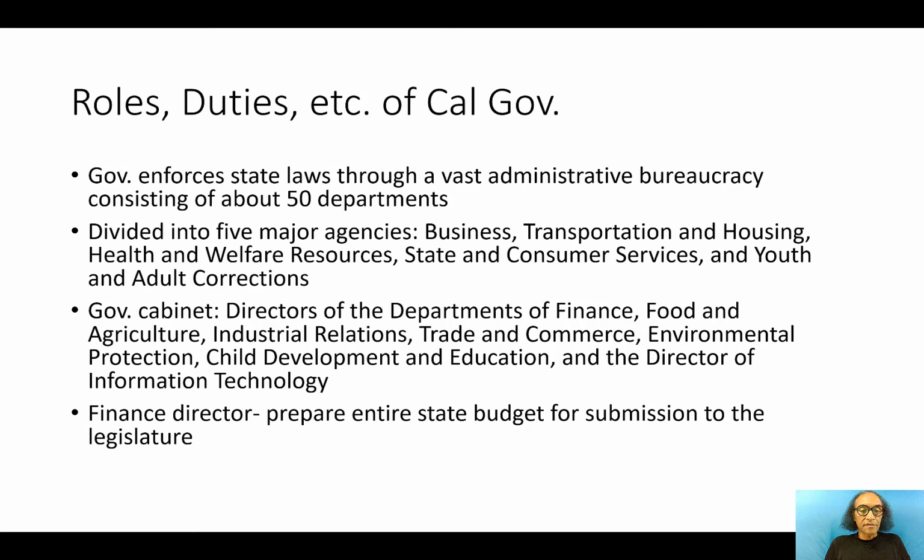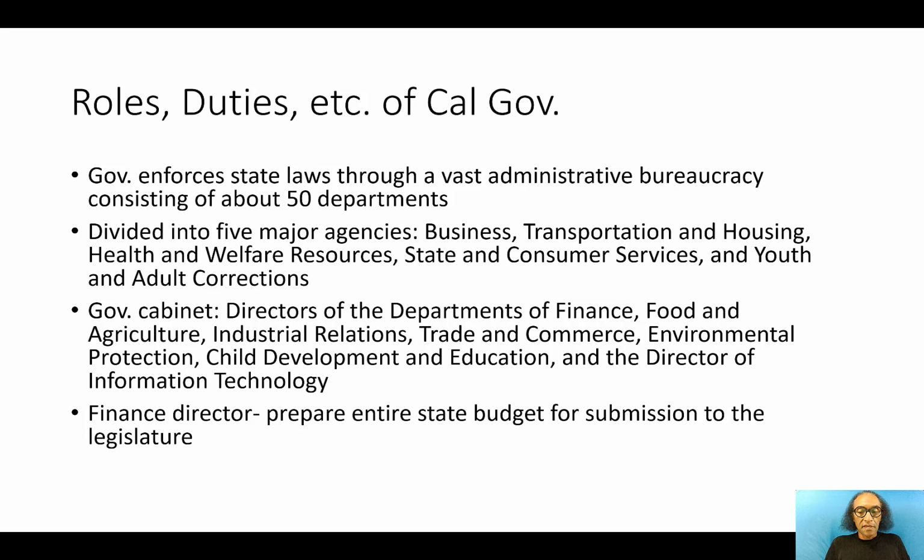These agencies are divided into 5 principal policy areas. Again, you've seen them in the charts, but they include business, transportation and housing, health and welfare, resources, state consumer services, and youth and adult corrections. That's sort of the basic structure of state government.